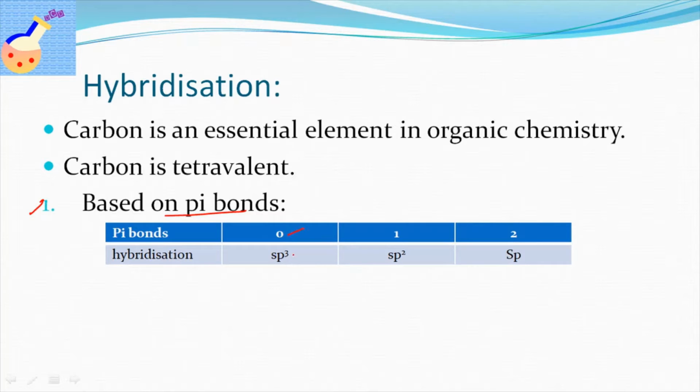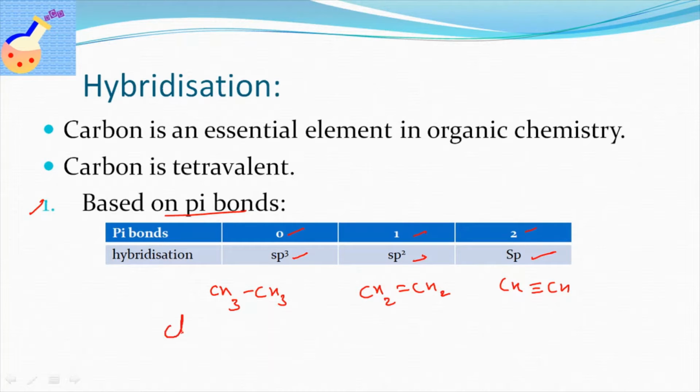So 0 pi bonds, sp3. Like in case of alkanes, the hybridization will be sp3. Why? Because there is no pi bond. And in case of alkenes, where there is one pi bond, hybridization will be sp2. And in case of alkynes, there are two pi bonds, so hybridization will be sp. So this is a simple method and everybody knows it.